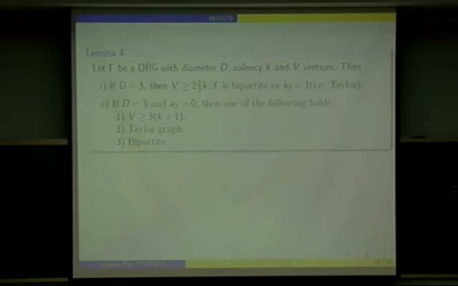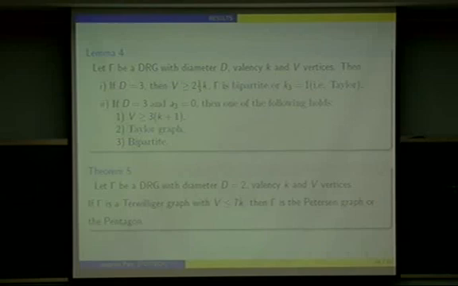Let gamma be a distance regular graph with diameter D, valence K. If diameter is 3, then the number of vertices is at least 2 and 1/3 K, or gamma is bipartite, or k3 is 1. And if diameter 3 and A3 is 0, then one of the following holds: the number of vertices is at least 3 times K plus 1, or Taylor, or bipartite. Let gamma be a distance regular graph with diameter 2, valence K and V vertices. If gamma is a triangle-free graph with V at most 7K, then gamma is the Petersen graph or the pentagon.